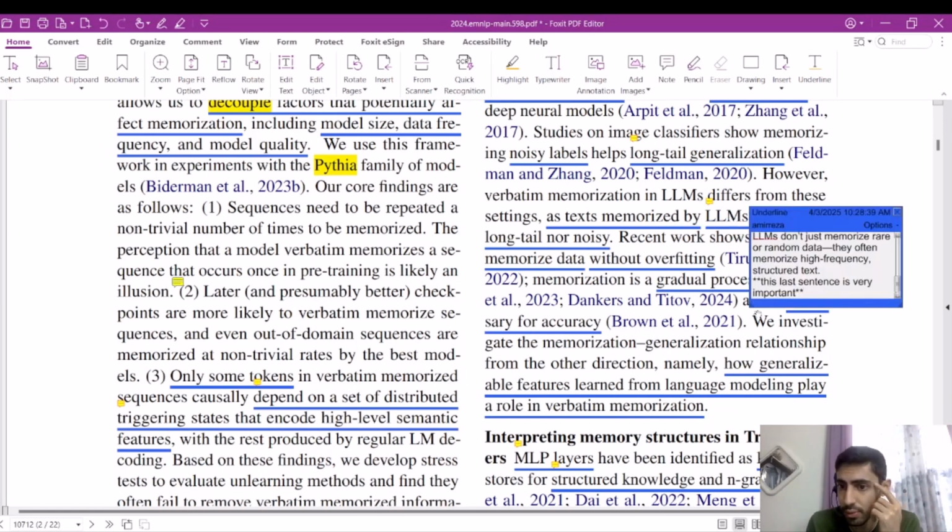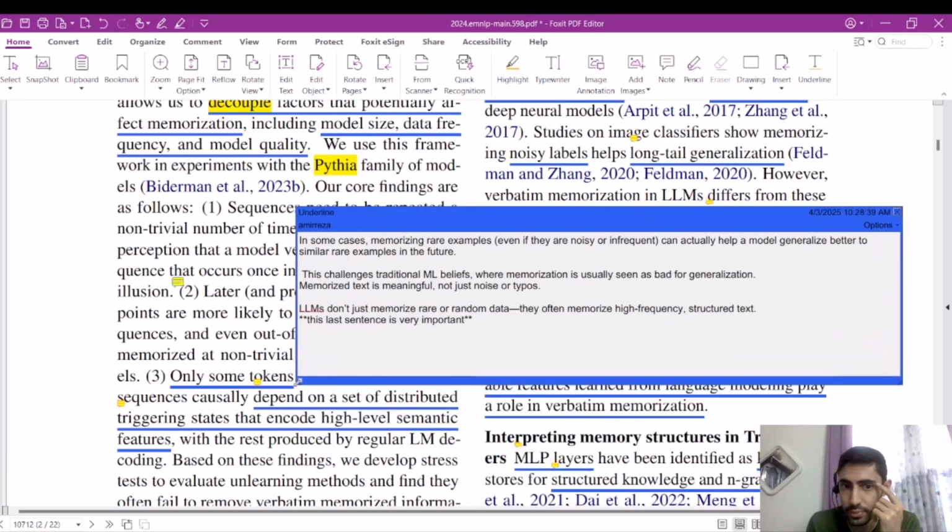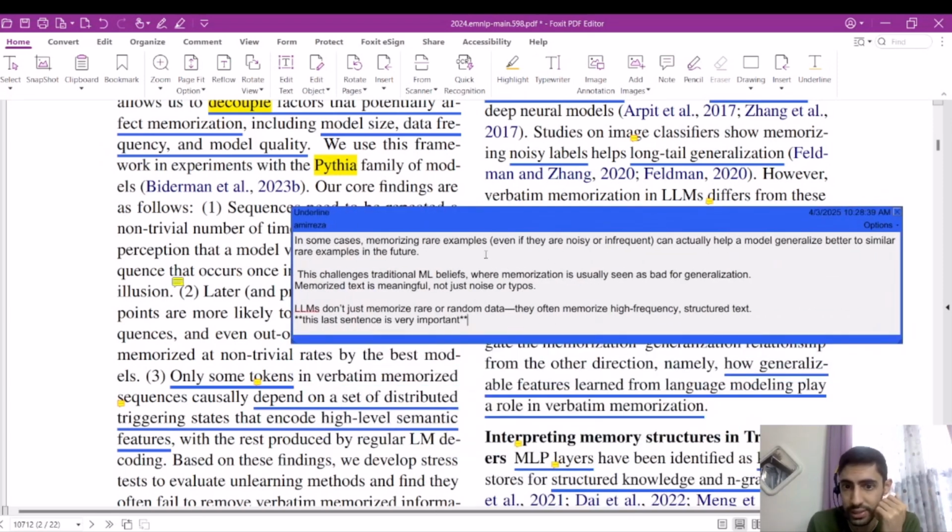Let's see what I have provided here. In some cases, memorizing rare examples, even if they are noisy or infrequent, can actually help a model generalize better to similar rare examples in the future. It means that if we have two or three cow images, we could memorize them and use them in the future to understand that this is a cow or this is an image of an animal. But it is not true in the LLM field. This challenges the traditional ML belief where memorization is usually seen as bad for generalization.